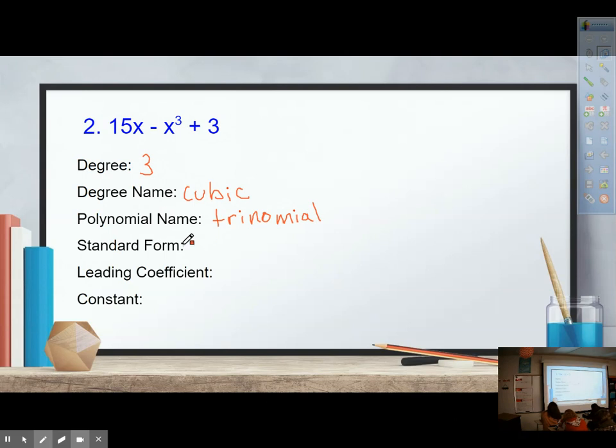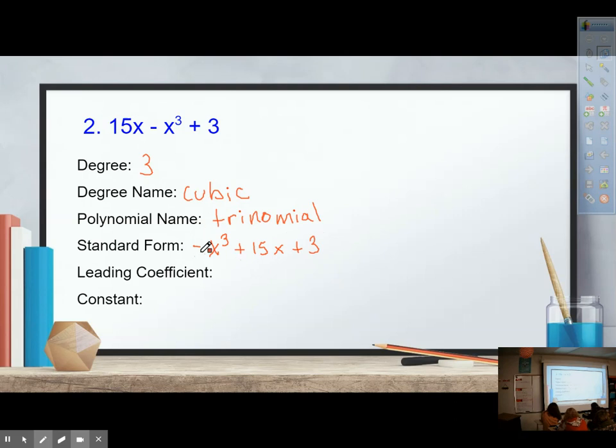To write it in standard form, you do the biggest exponent first. My biggest exponent is 3, so this term goes first, negative x to the third. Then the next biggest exponent is a 1, so that's plus 15x. And the last one would be plus 3, which has a degree of 0. So it goes from 3 to 1 to 0. Standard form would be negative x to the third plus 15x plus 3.